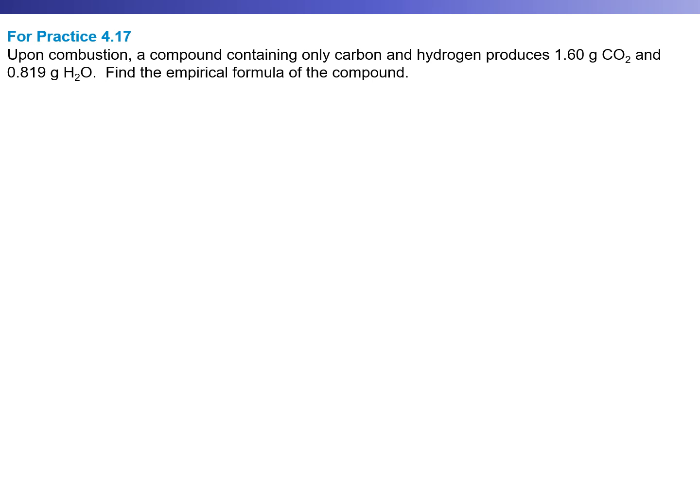Now, given the amounts of the products, we should be able to come up with the empirical formula, even though we now have oxygen added to the mix. So let's take a look at what we're given. We're given that we have 1.60 grams of carbon dioxide and 0.819 grams of water, H2O, and we need to find the formula for our hydrocarbon, which is going to be C and with some sort of a subscript, and H with some sort of a subscript. So we got to basically figure out what those moles are in order to get there.